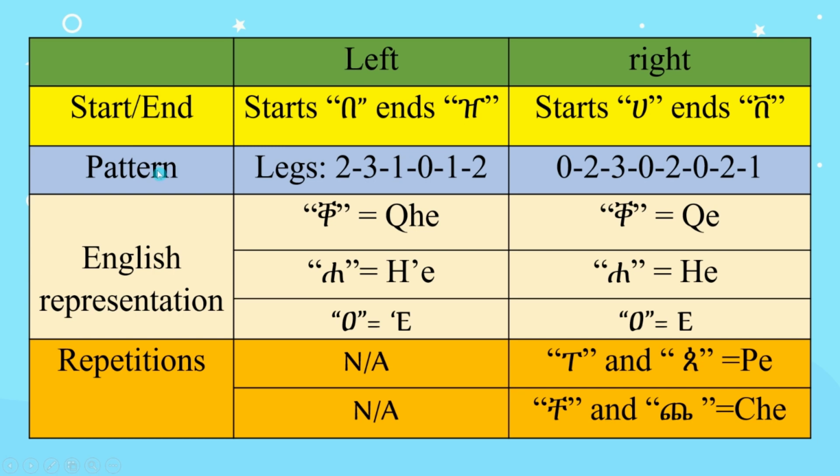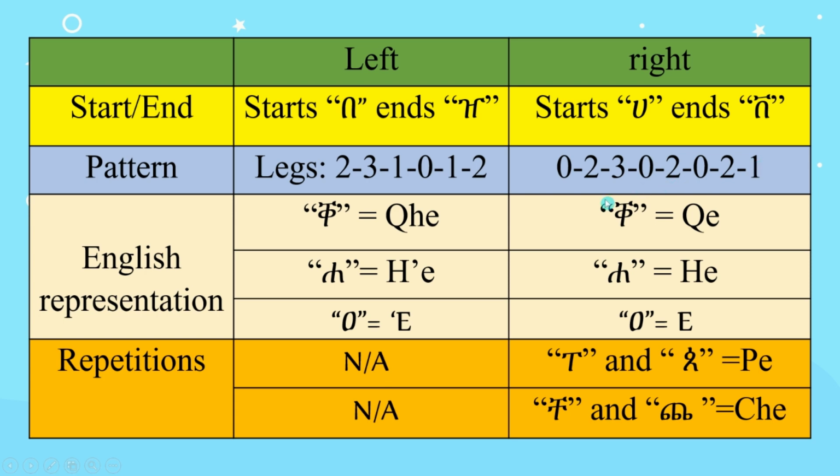The second difference that we saw was on the pattern. So the pattern went on the left chart from 2, and then it went up to 3, then down to 1, then down to 0, then up to 1, and then up to 2. On the right chart though, it went from 0 to 2, and then up to 3, and then back down to 0, and then up to 2, back down to 0, up to 2, and then it went down by 1, and then the last one that we saw was 1.